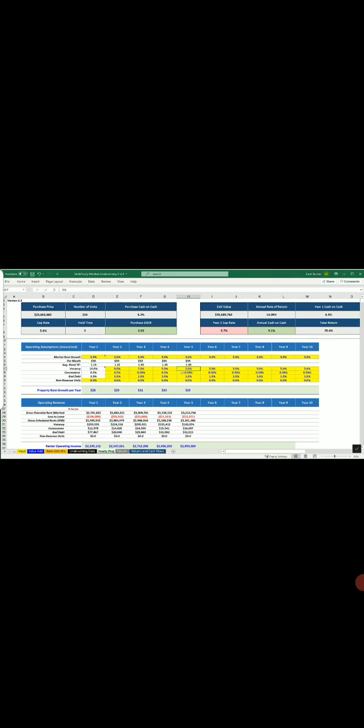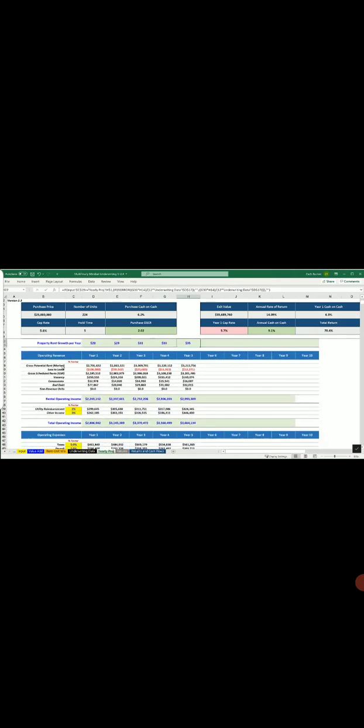Concessions, I leave that kind of at the 0.5%. Bad debt, it drops down to 1%. We could put maybe 2% year two if we think a little bit rougher of a property. This is kind of a nicer property, so we're going to leave that at 1%. And then non-revenue units, I don't usually touch this number, but it's there in case we need to add anything in there. So right here, property rent growth per year is just showing how much we're actually raising rent each year per unit.